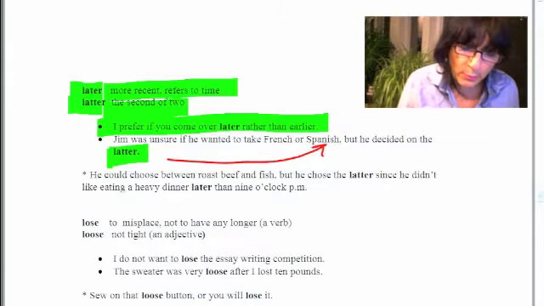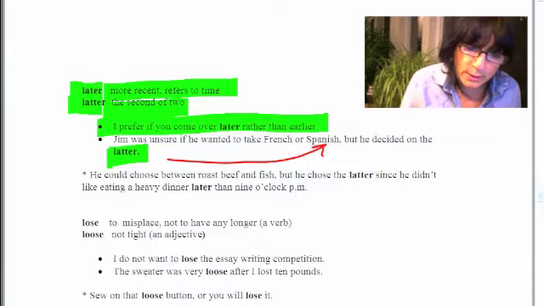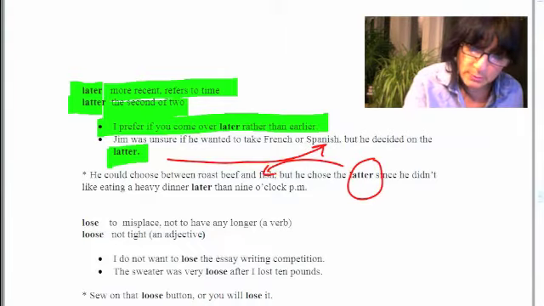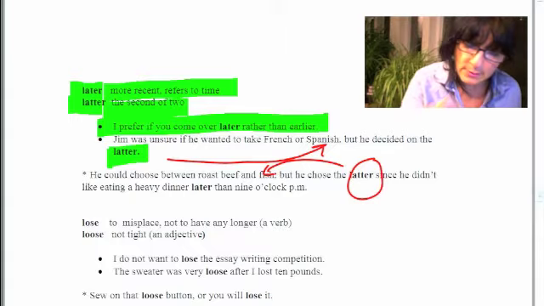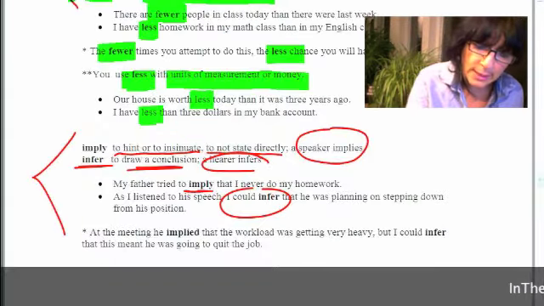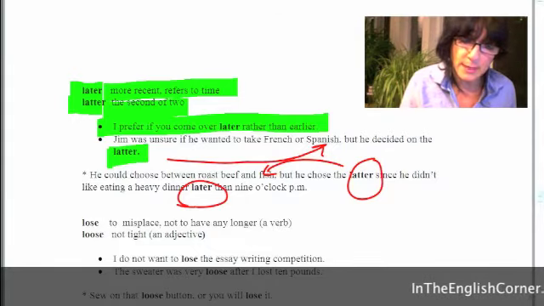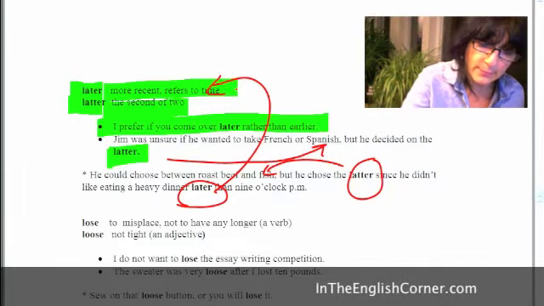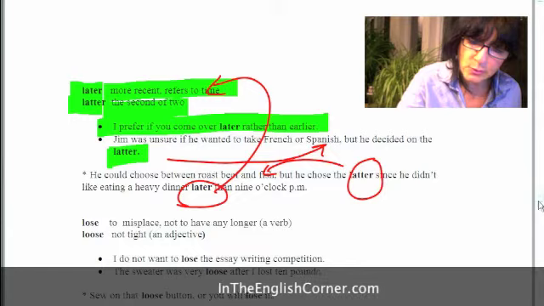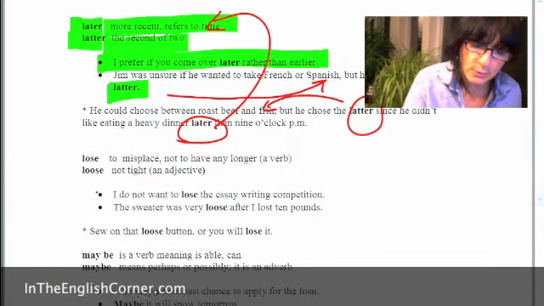And an example with both in a sentence, he could choose between roast beef and fish, but he chose the latter, which would mean the fish. The latter is the last one mentioned, since he didn't like eating a heavy dinner later than 9 o'clock p.m., later referring to time.